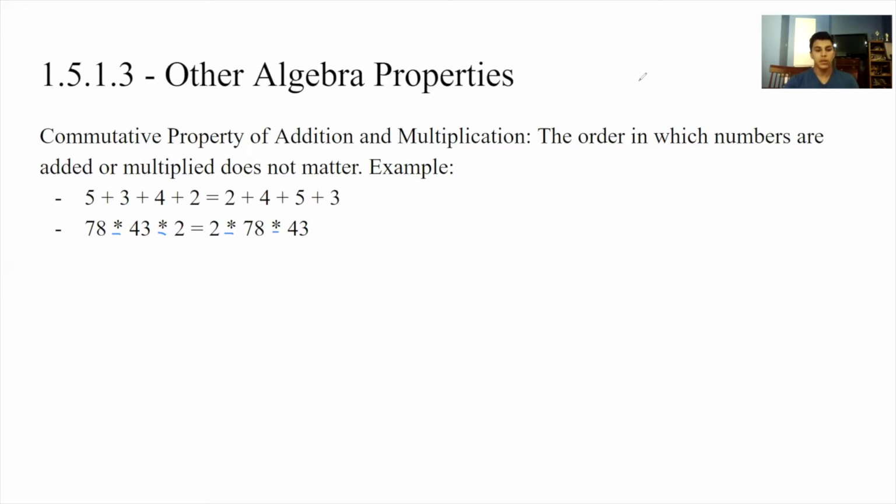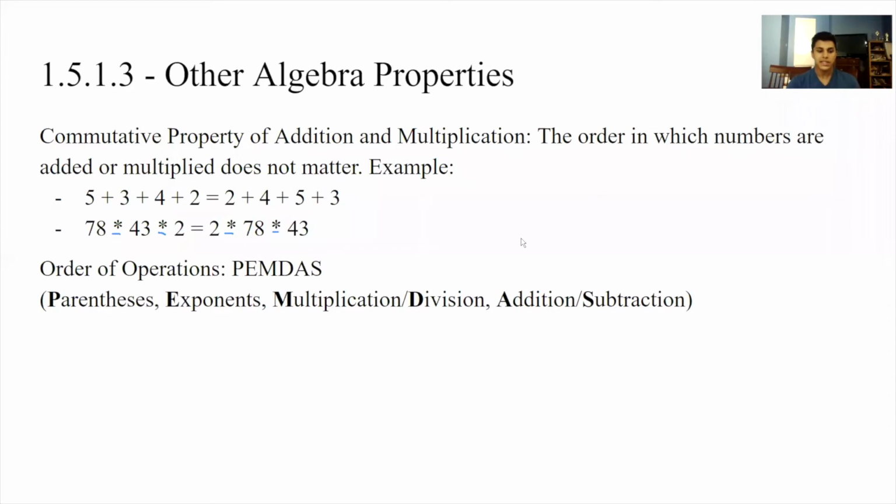But be careful. This property doesn't work with subtraction, and it doesn't work with division. Let me give you an example. If I had 5 minus 3 as one side of the equation, it does not equal 3 minus 5. Because 5 minus 3 is 2, and 3 minus 5 is negative 2. So you can only rearrange numbers that you add or multiply, and put them in a different order and still get the same result. But you can't rearrange the order in which you subtract or divide.